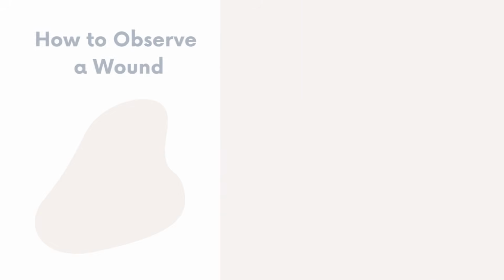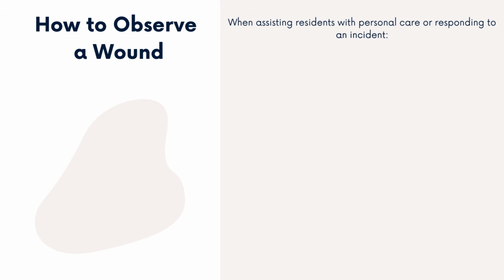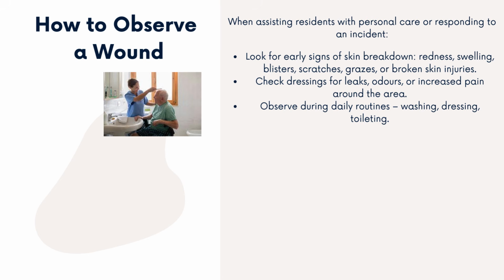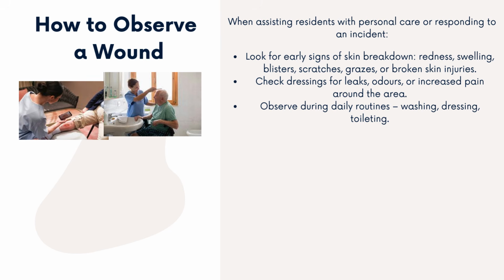How to observe a wound. When assisting residents with personal care or responding to an incident, we should always do the following. Look for early signs of skin breakdown. This includes redness, swelling, blisters, scratches, grazes, or broken skin injuries. We should check dressings for any leaks, odors, or increased pain around the area. We should observe the skin during daily routines. This includes washing, dressing, and also toileting.